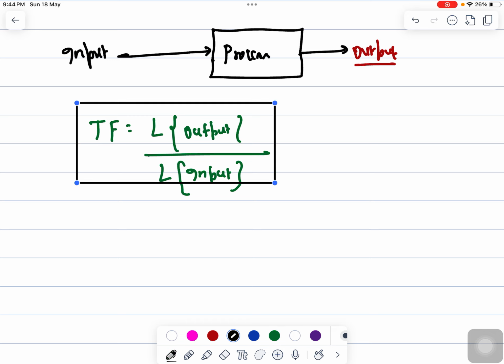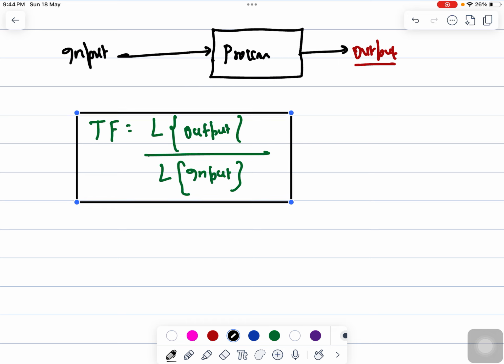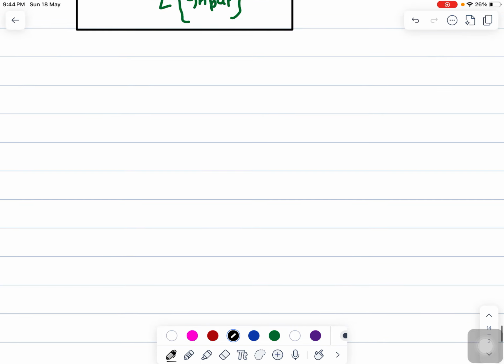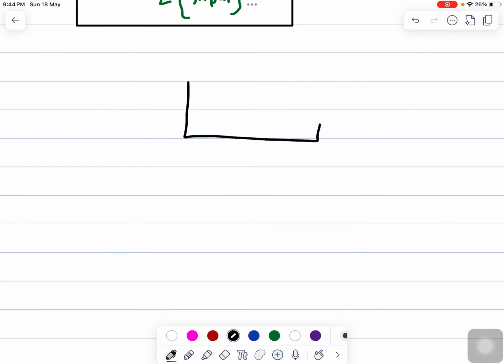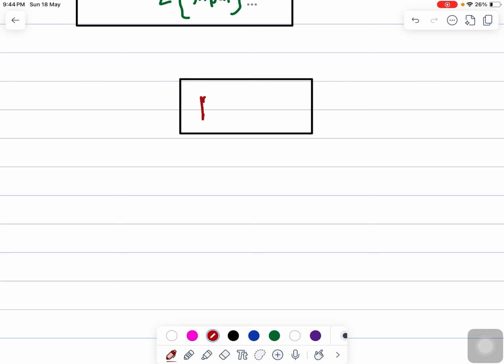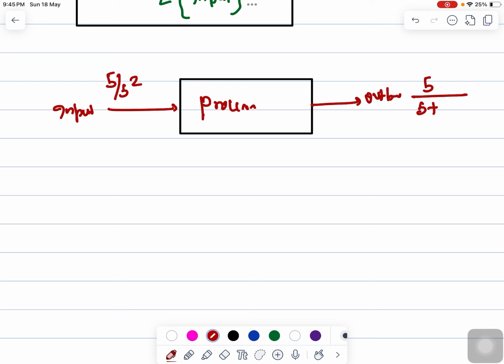This is a very, very important concept, and this is not very difficult. Whenever you will be solving the dynamics of any system, every time you will be calculating the transfer function. Is that clear? So let's say we have a process. Just try to understand here. I'm giving you a simple example to let you understand this. So let's say we have a process here, and here we have an input of, let's say, 5 divided by s square. This is our input and this is our output, and the transfer function is 5 upon s plus, let's say, 3. Is that clear?